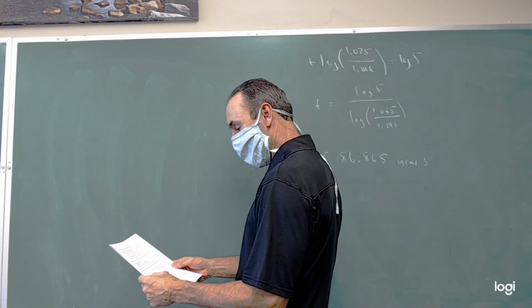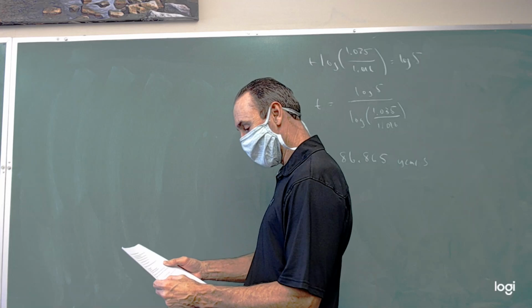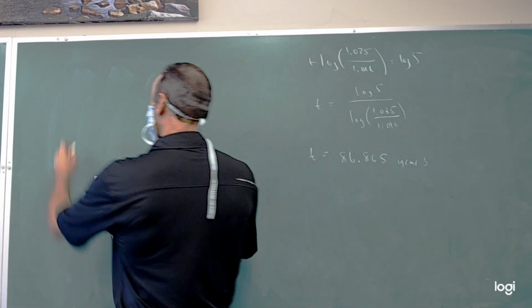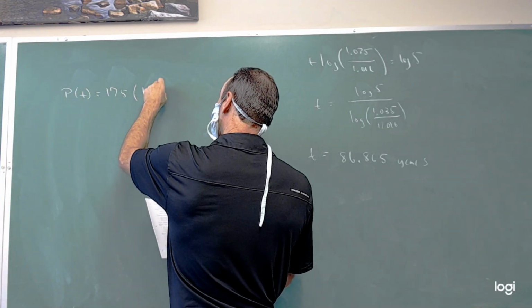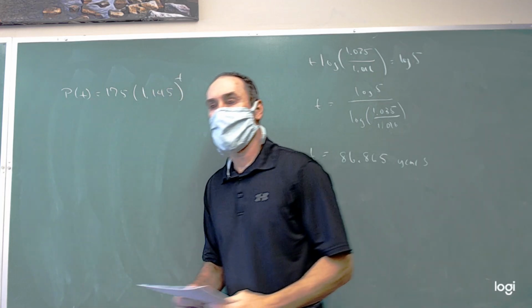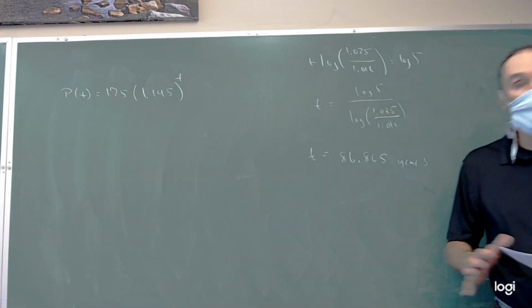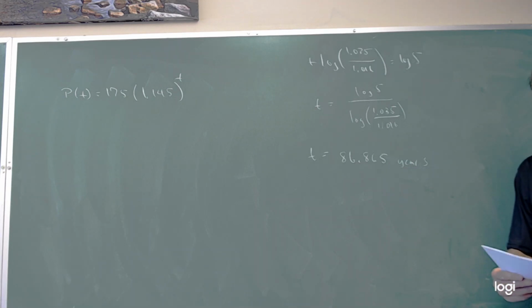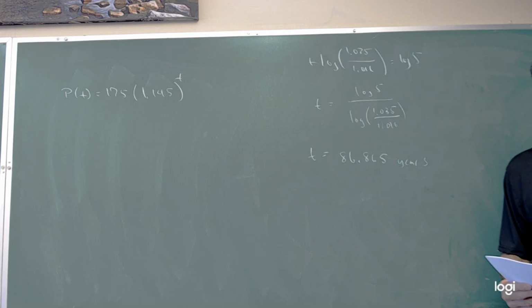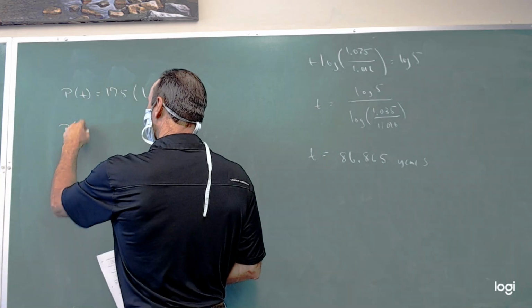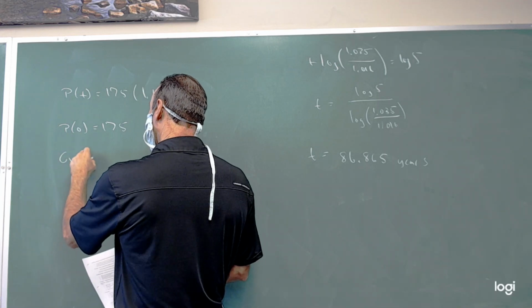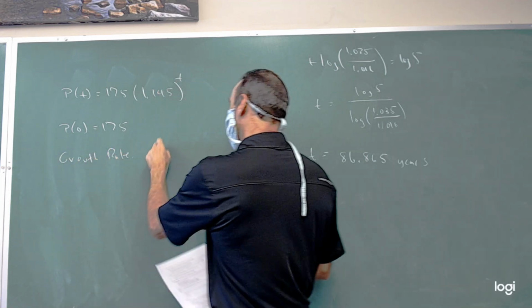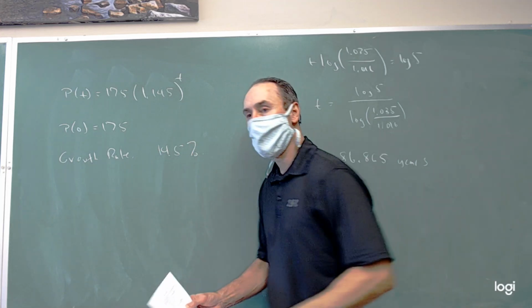Okay, so let's look at the doubling time question. So we have the turtle population is given by P of t is 175 times 1.145 to the t. And I'm going to ask you some questions on that. This is good because you don't have to do anything, so Anna may participate in this part. What is the initial population of turtles? 175. Good, so our population at time 0 is 175. And what is our growth rate? 14.5%.